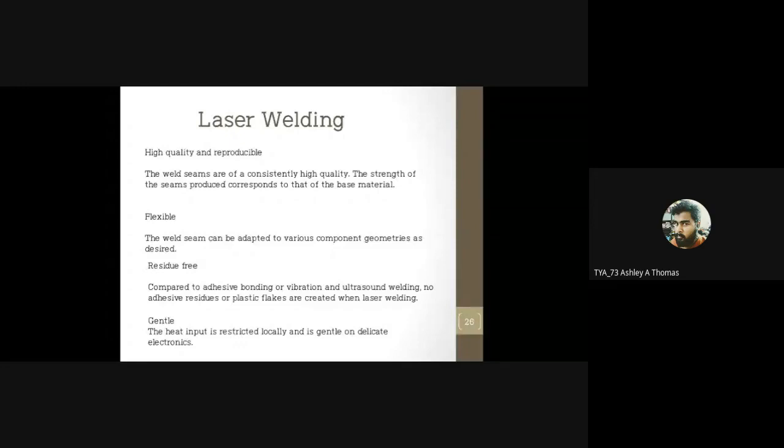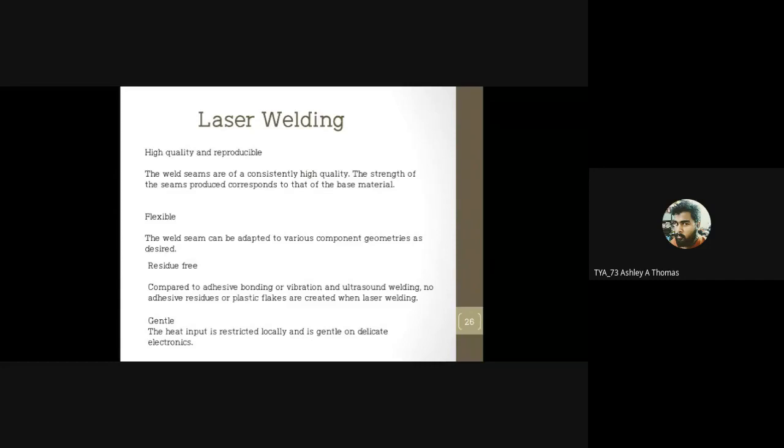Then third is residue free. Okay? Why is it residue free? No adhesives, no flux, no burr. Because of localized heating, this is possible. No implants we are using, okay? No extra heating, so that we get the residue free joints. Gentle: the heat input is restricted locally and is gentle on delicate electronics.